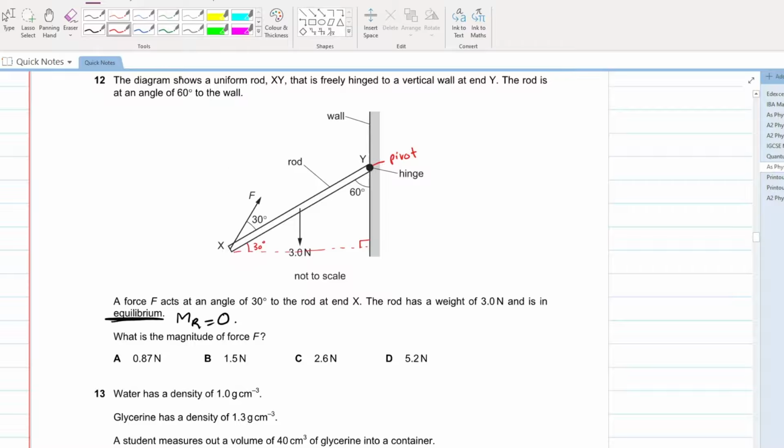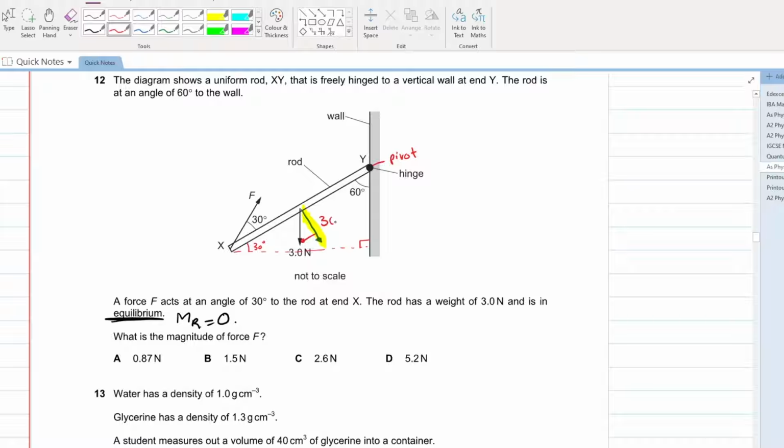Can you resolve this 3 Newton weight? Yes, this can be resolved into two components. One will be acting like this, that is perpendicular to what? Perpendicular to the plane, or you can say the rod. And the other will be acting down the slope like this. Perfect. Can you calculate this blue component of weight? Yeah, surely you can do that. This component will be equal to what?